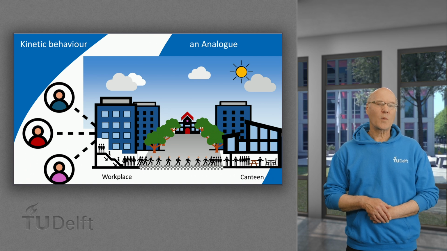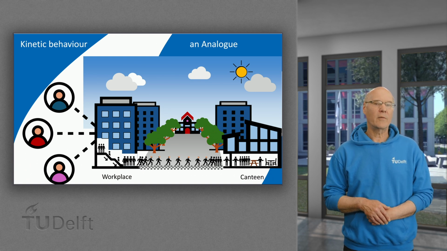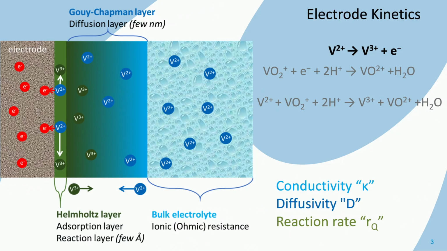So let's see how this works in, for instance, a vanadium redox flow battery. The discharge reactions that occur in a vanadium redox flow battery are vanadium 2+ ions to vanadium 3+ ions. The electrons that are being released go to the positive electrodes, where vanadium 5+ goes to vanadium 4+. But let us concentrate on the discharge at the negative electrode, where vanadium 2+ will be consumed and vanadium 3+ will be formed. The vanadium 2+ ions are in the bulk, as the people crossing the pedestrian area.